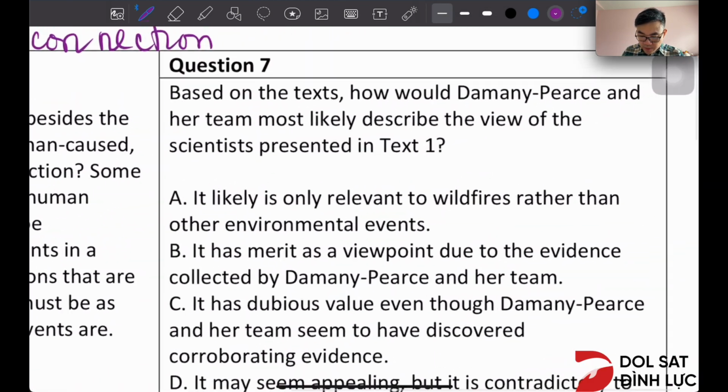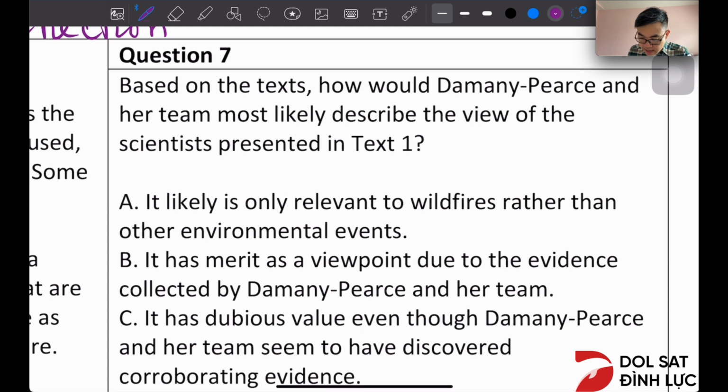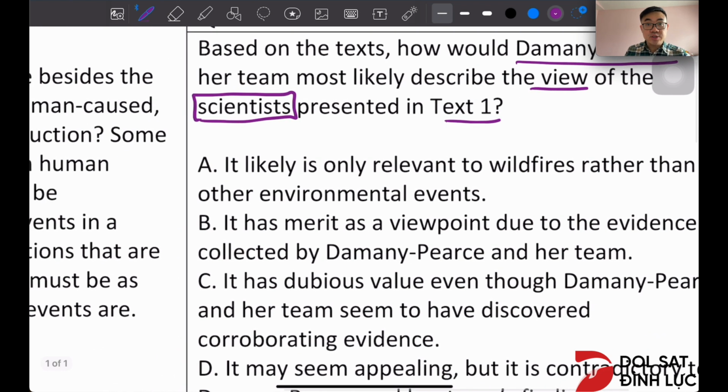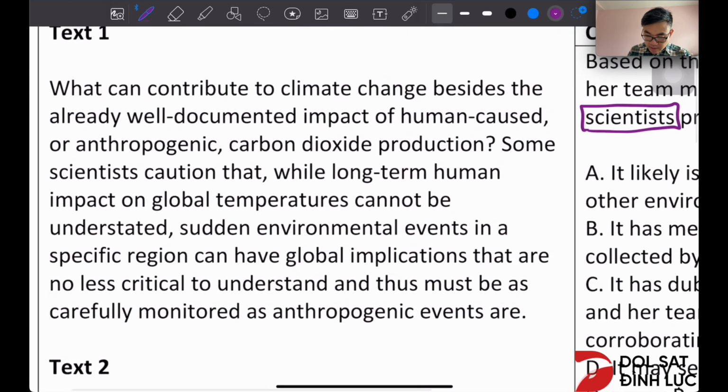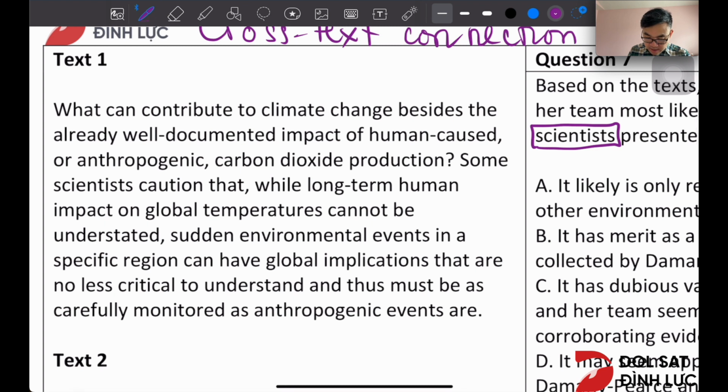Now, first step, read the question. Based on the text, how would Damani Pierce and her team most likely describe the view of the scientists presented in text 1? Now first you would need to see what view the scientists presented in text 1 is in order to look for the response of the people in text 2, right? Now, first, in text 1, look for the keyword scientists, and here it is, right? So this is their view.